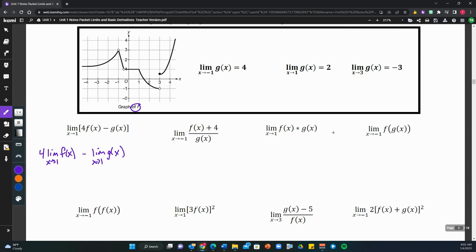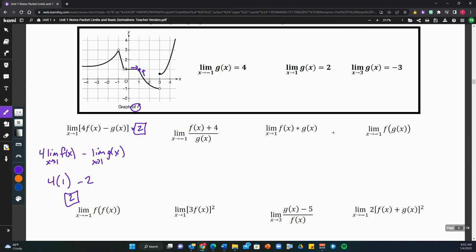So first limit we're going to take is as x approaches 1 of f of x. On this graph, as we approach 1 from the left and the right side, we are approaching a y value of 1. So I would get 4 times 1 minus the limit as x approaches 1 of g of x, which is given to us as 2. So this whole expression has a value of 2.